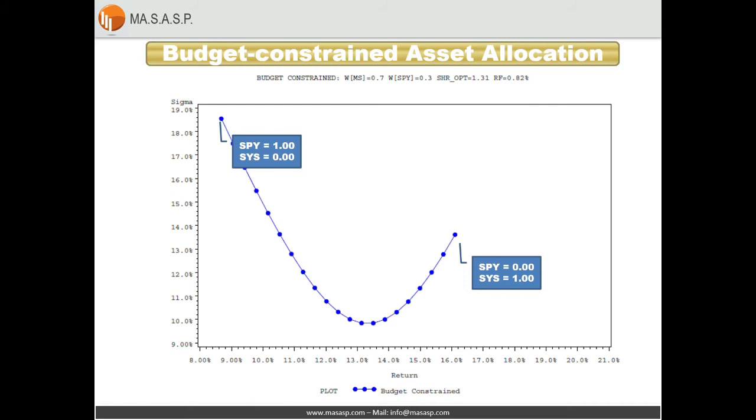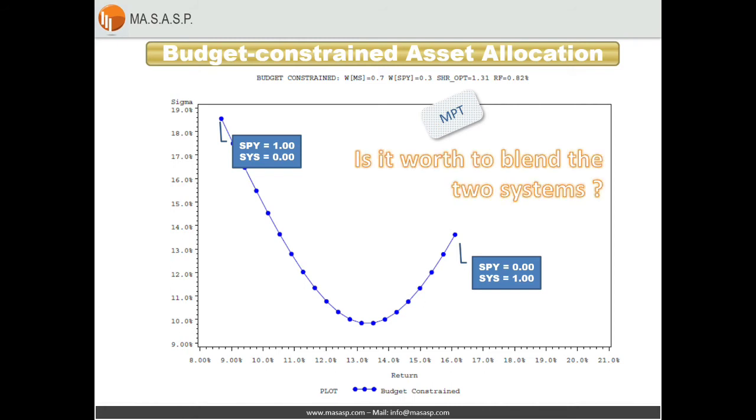Now it comes to the question of the asset allocation in compliance with the modern portfolio theory, abbreviated as MPT. The question is, is it worth to blend the two systems, meaning the MASASP system combination and the buy and hold position on the benchmark?